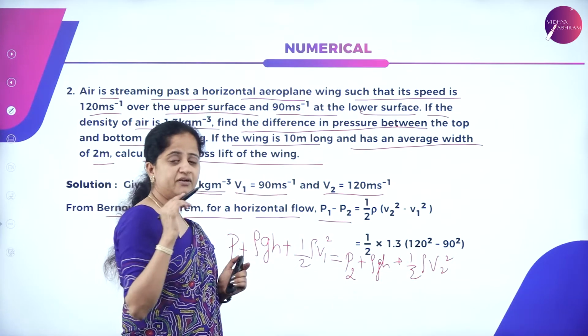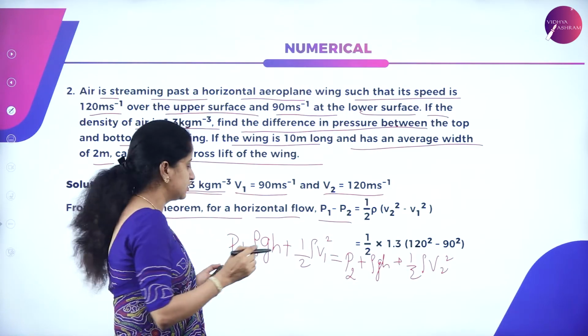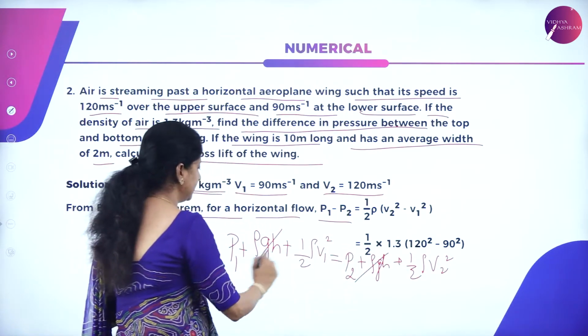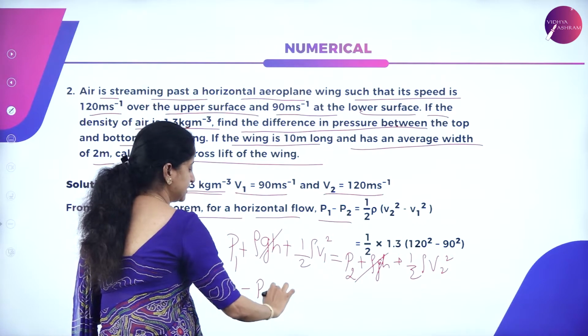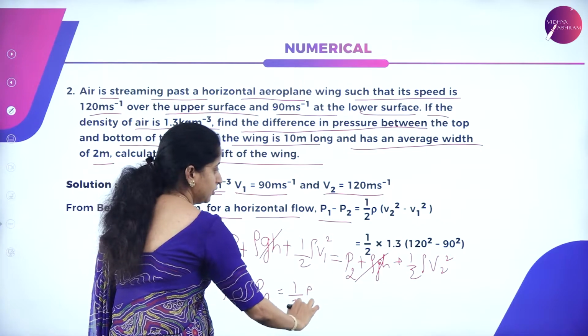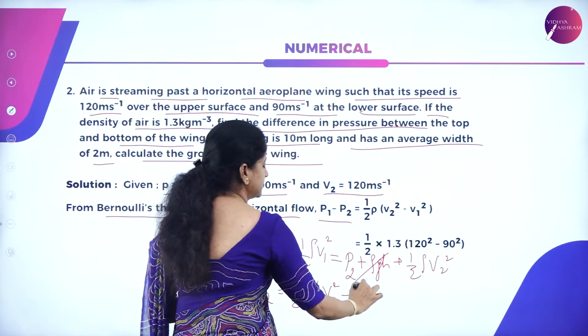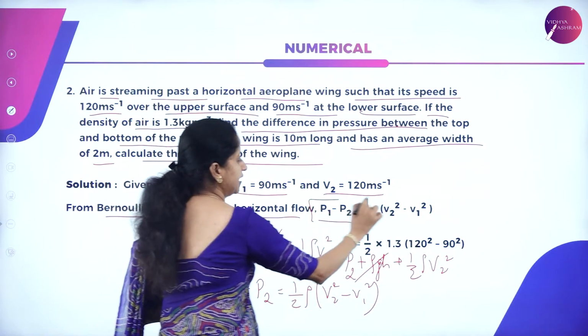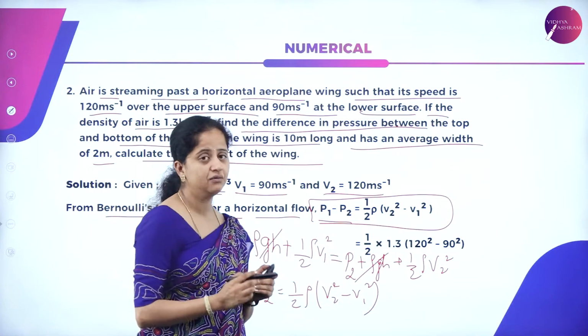Because we know when the flight is flying on a horizontal plane, the height will be same. So you can cancel these two and we remain with P1. Bring this term to the other side. We know P1 minus P2 is equal to half rho common, and we remain with V2 square minus V1 square. So that is what we have applied here. But we have all the data for this formula. Let us now find out.